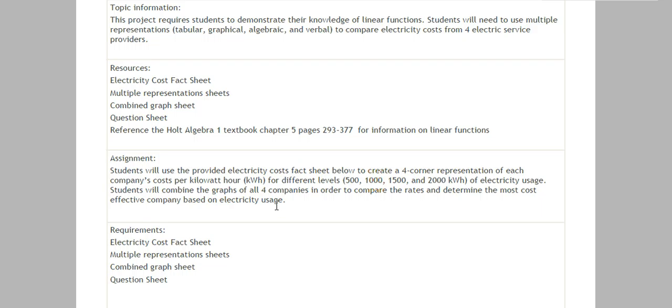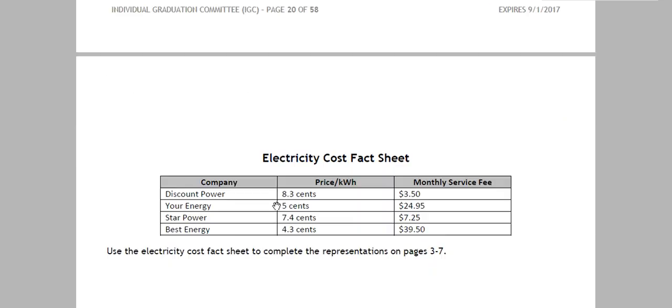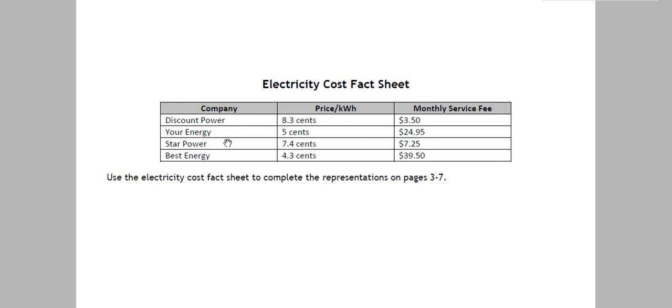So your fact sheet is going to look like this over here. Here's the four companies, 1, 2, 3, 4. Here's their price per kilowatt hour, and then their monthly service fee. So I'm going to show you an example of doing one company, but for a phone company that charges a price per minute and a monthly fee. And you're going to try and relate it to these and do the same types of things. So let's look at my example.